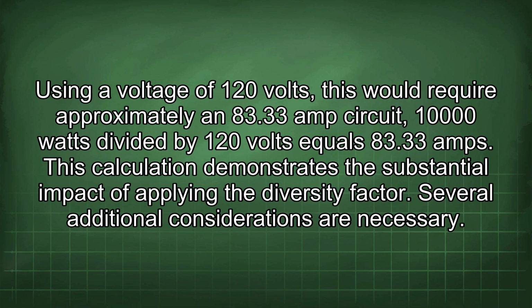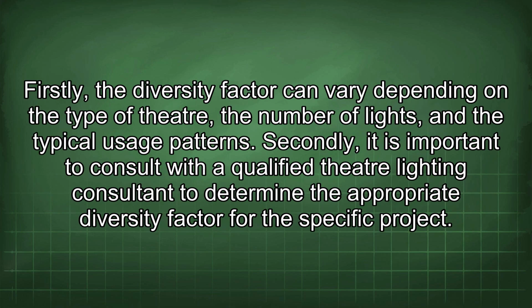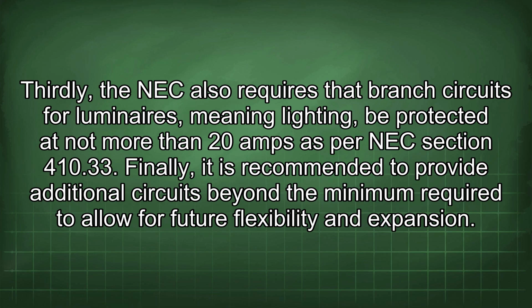Several additional considerations are necessary. Firstly, the diversity factor can vary depending on the type of theater, the number of lights, and the typical usage patterns. Secondly, it is important to consult with a qualified theater lighting consultant to determine the appropriate diversity factor for the specific project. Thirdly, the NEC also requires that branch circuits for luminaires, meaning lighting, be protected at not more than 20 amps as per NEC section 410.33. Finally, it is recommended to provide additional circuits beyond the minimum required to allow for future flexibility and expansion.